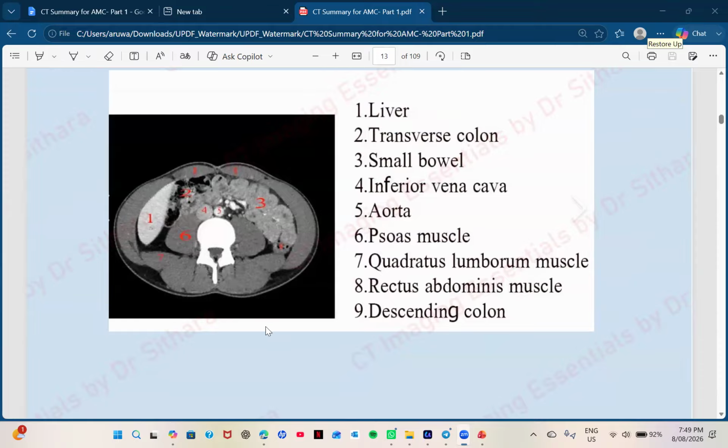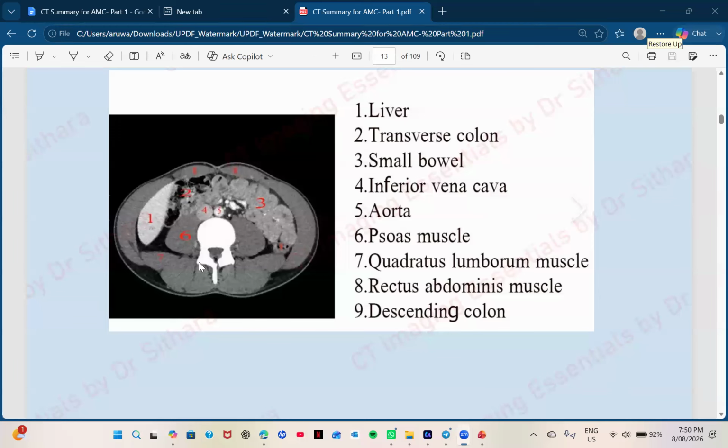Mm-hmm. Okay, then what is number four? Inferior vena cava, right? What is number five? Aorta, right? Okay. What is number six? Number six, psoas muscle, right here.